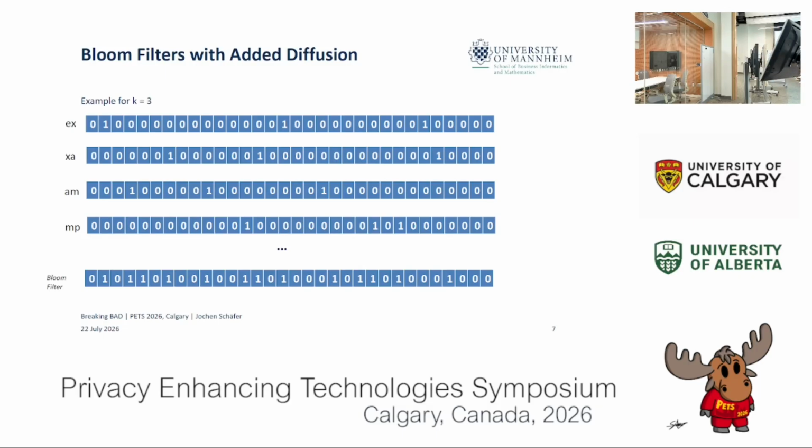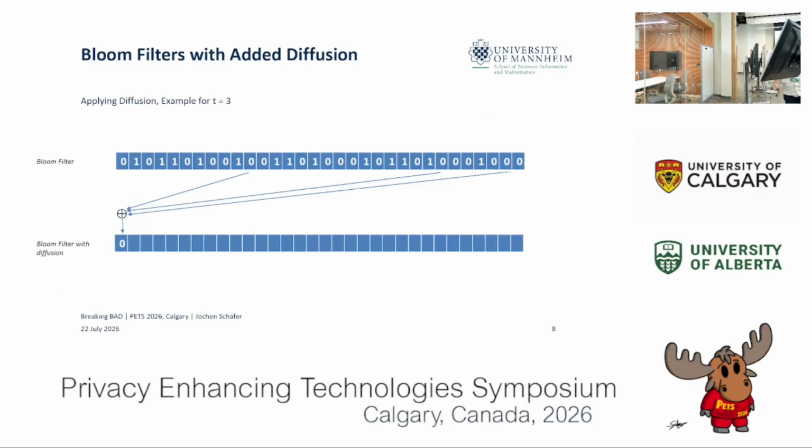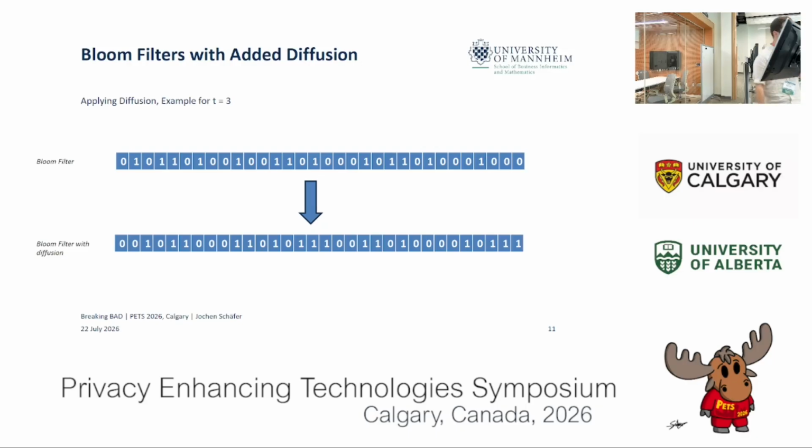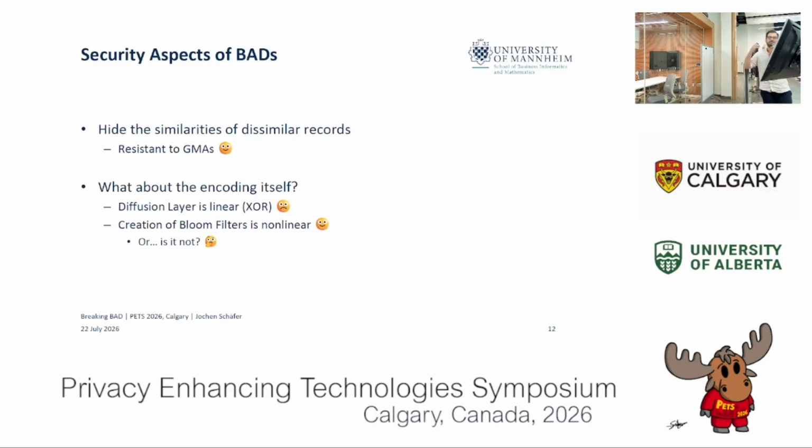But the Bloom filter is perfectly similarity preserving. So instead, what you do next is you have this diffusion layer where you have a diffusion size, and each bit of this Bloom filter with diffusion is the XOR of, in this case, 3 bits of the Bloom filter that you calculated before. So you go through and through and through, and in the end, you have a Bloom filter with diffusion that hides all the similarity of the similar records. Okay, so that's good because it hides the similarity of the similar records. So graph matching attacks are not possible.